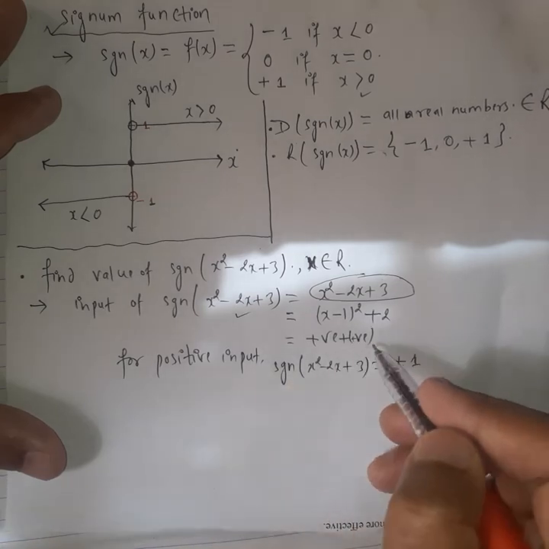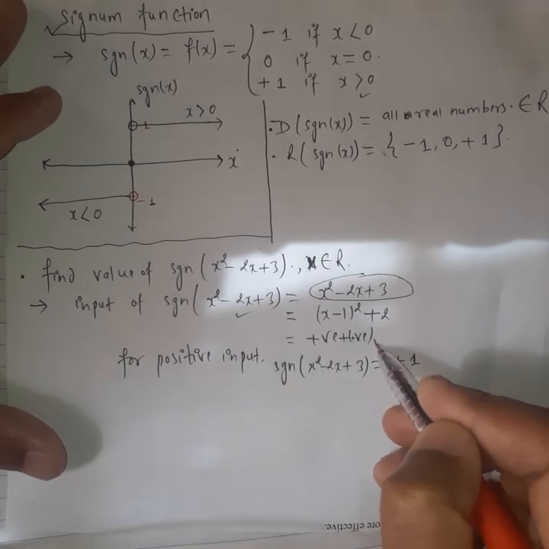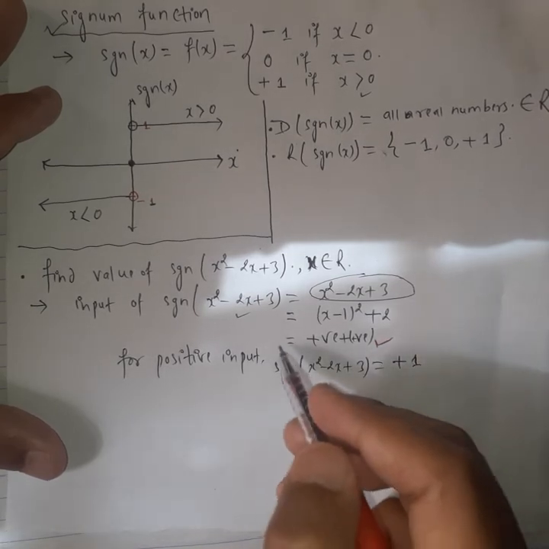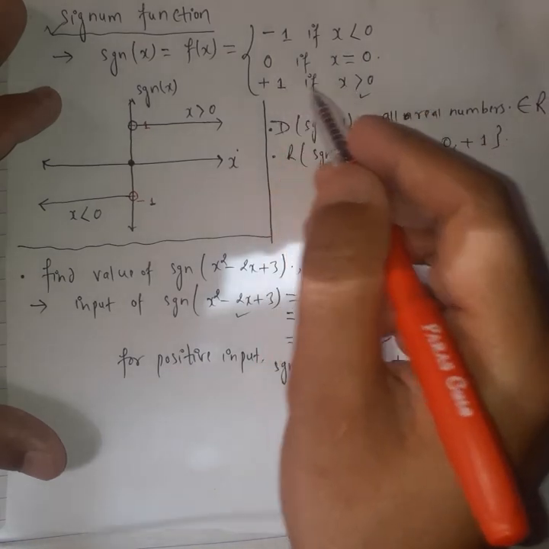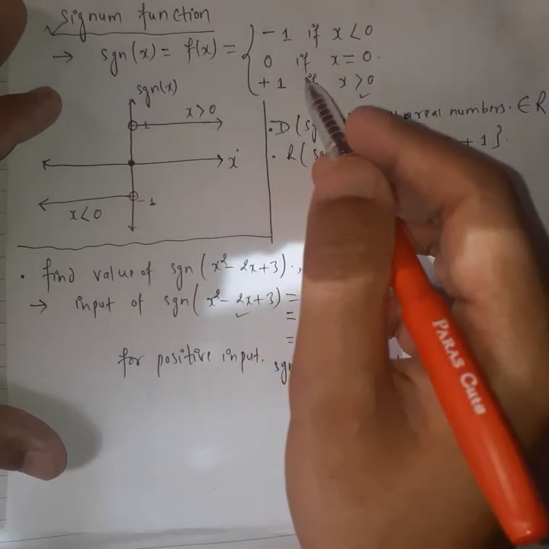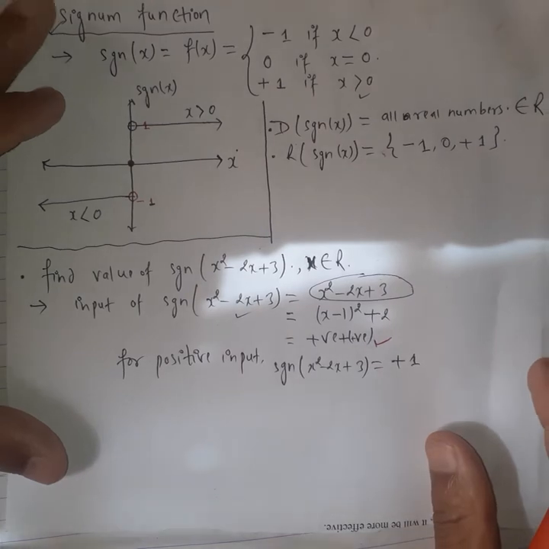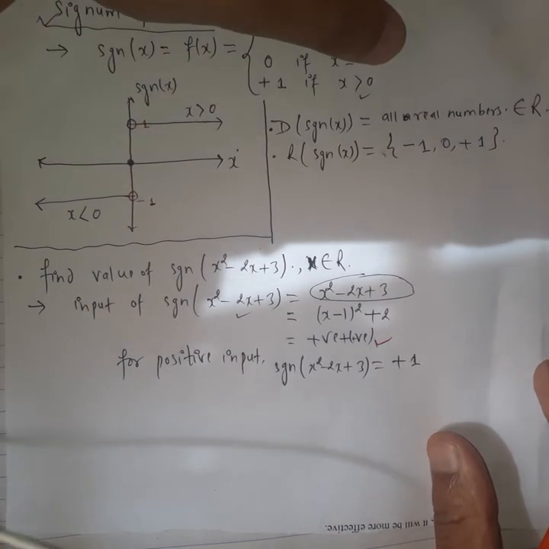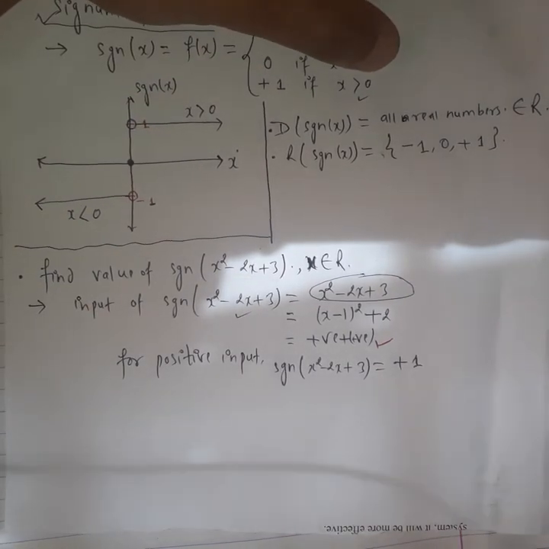Here we first calculate the sign of the input. It is positive, so for the positive input, the result of the signum function will be plus 1. This is all about the signum function, domain and range, as well as the functional value at any point.